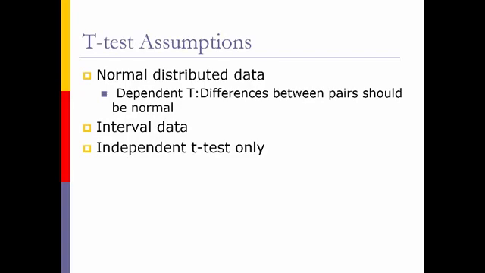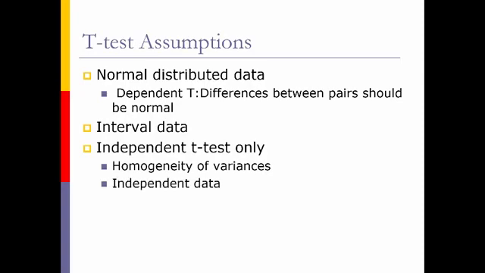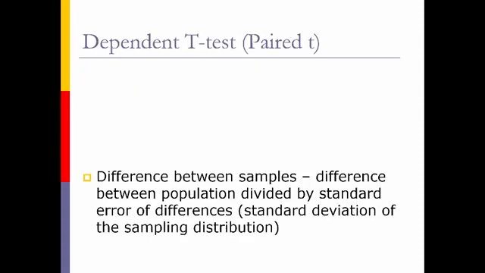We also obviously have to have interval data. It cannot be nominal. For the independent t-test, we're going to have two other elements. We're going to have homogeneous variances, and we're going to have independent data, because that is the basis of the independent t-test. All right, moving on to the dependent t-test, specifically. Sometimes this is called the paired t-test, which indicates that it's more of a matched set.